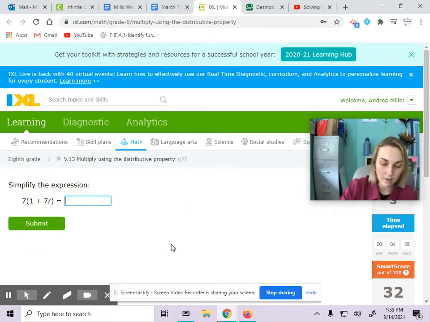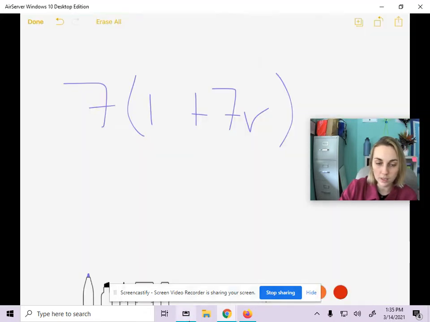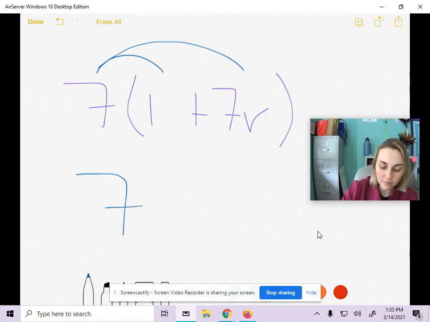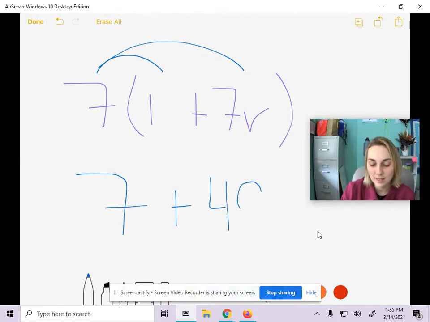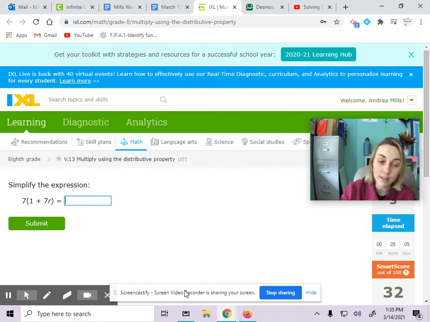All right, 7 multiplied by 1 and 7r. Good. Same thing. We're going to take this outside number and multiply it by everything on the inside. So 7 times 1 is 7. Then 7 times 7 is going to give us 7, 14, 21, 28, 35, 42, 49. Again, when we multiply that number by the variable, we do have to bring the variable down. These are not like terms. It's as simplified as it can get. Therefore, this is going to be our final answer, 7 plus 49r.